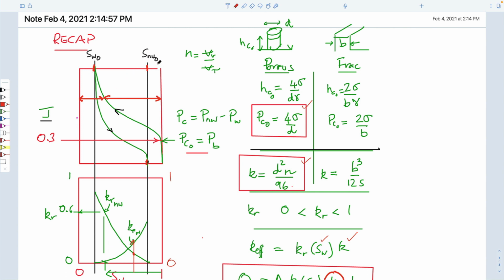The irreducible saturation of the non-wetting fluid, so that when you resaturate by imbibing water back into the system, that's the maximum residual saturation you're left with of that. And also the P_C0, or the bubbling pressure, which is the pressure differential we have to apply to get a bubble pushed into the system.